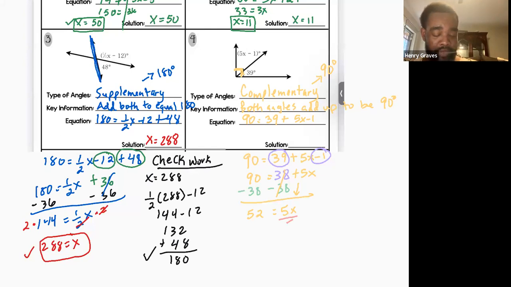So 52 divided by 5 is going to be 10.4. So we're going to check our work because I don't believe that's true.